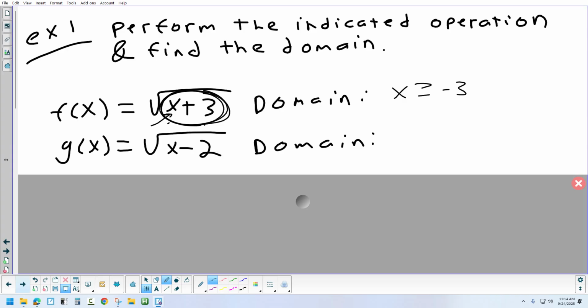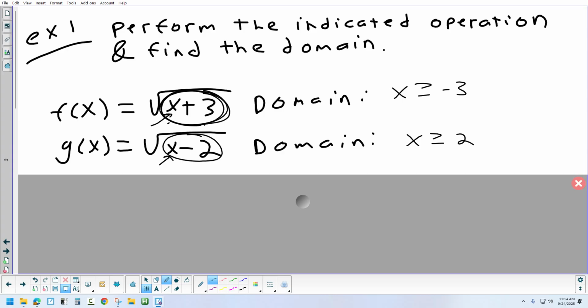How about the domain of square root of x minus 2? What numbers could we fill in for x there to make sure that entire thing that I just circled is always 0 or higher? Yep. Has to be greater than or equal to 2. Yep.